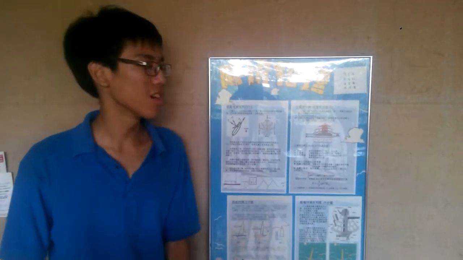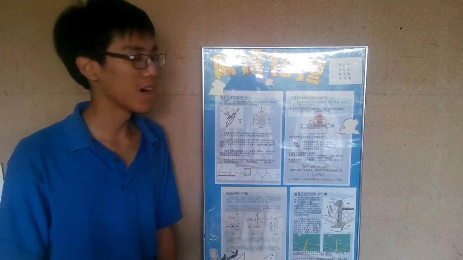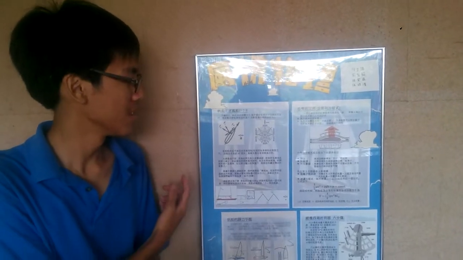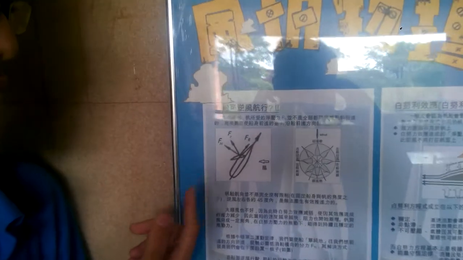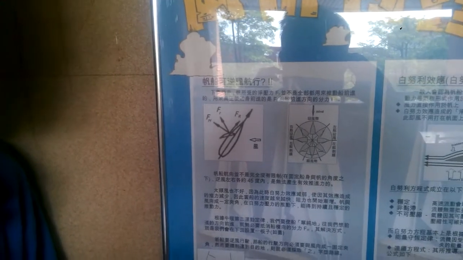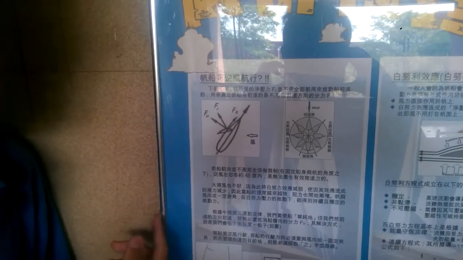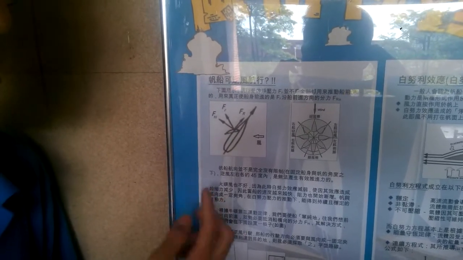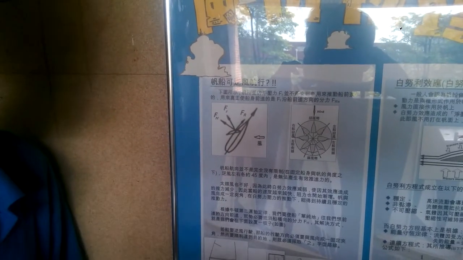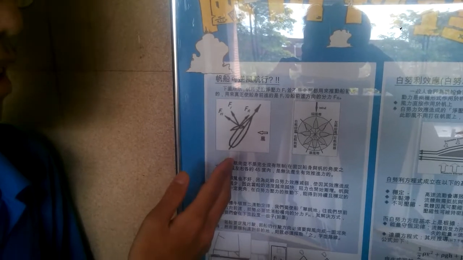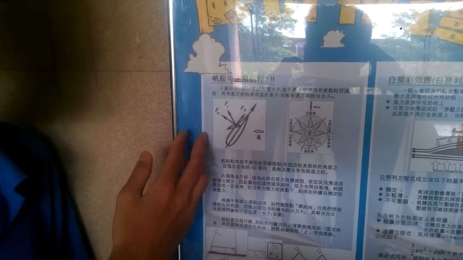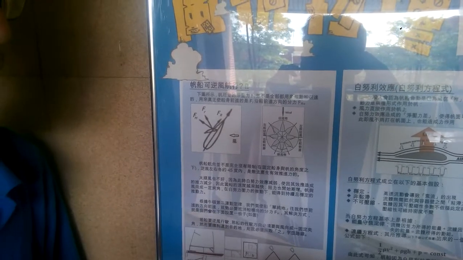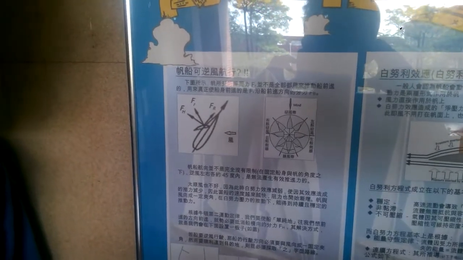Today I'm going to talk about how the boat sails against the wind. First of all, let's see the picture. I will tell you how the wind affects the boat. When wind hits the sail, it makes two forces, one vertical to the boat and one parallel to the boat. The vertical one is made directly by the wind, and the parallel one is made by the Bernoulli effect.